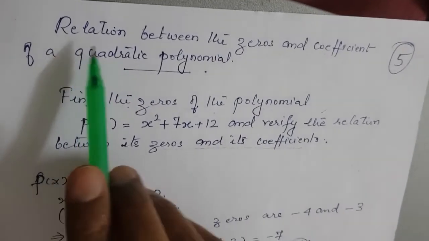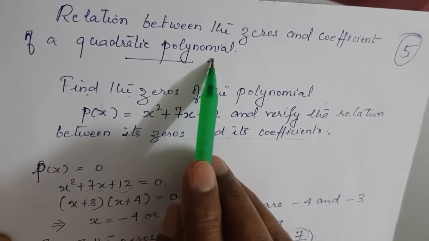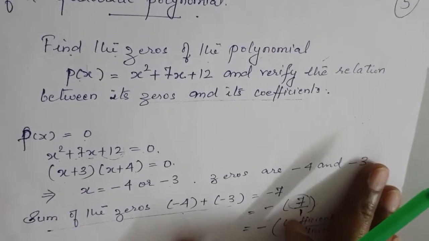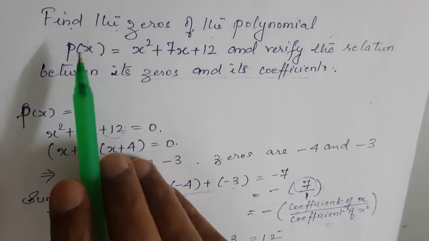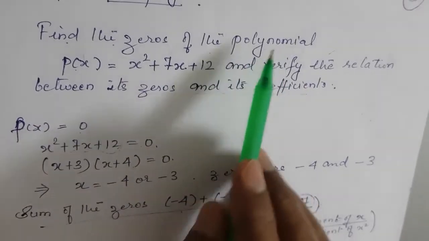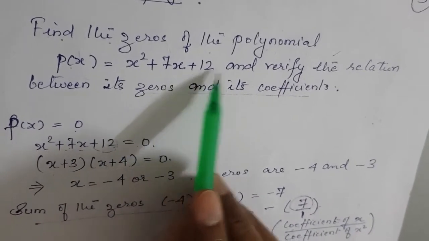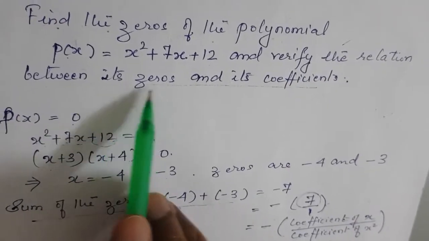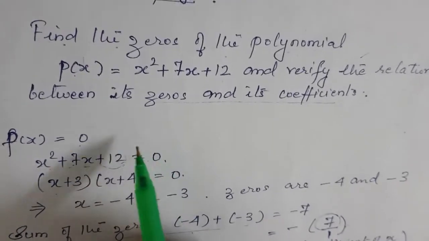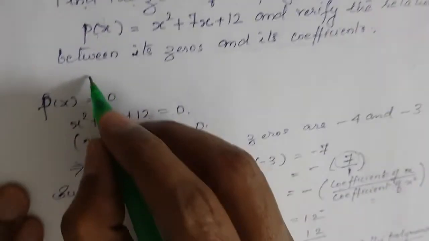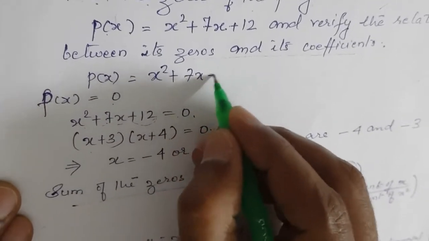Now, the next topic is the relation between the zeros and the coefficients of a quadratic polynomial. Here we will straight away start with the question, and then we will generalize the result. Find the zeros of the polynomial p(x) = x² + 7x + 12 and verify the relation between its zeros and its coefficients. Now, the polynomial is what? p(x) = x² + 7x + 12.